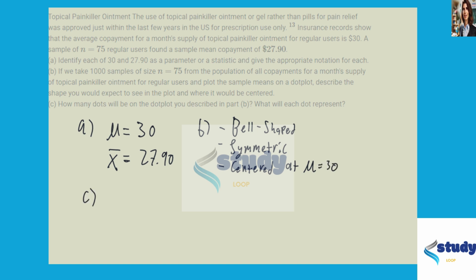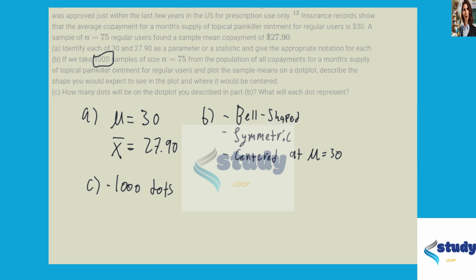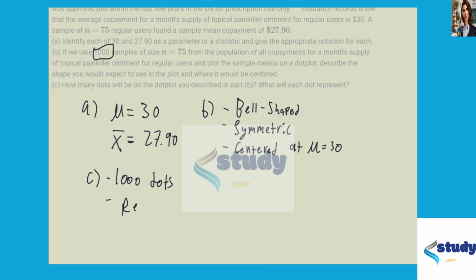In part C, we are asked how many dots will be on the dot plot described in part B, and what will each dot represent. The number of dots would be 1,000. There would be 1,000 dots because we discussed taking 1,000 samples of size n equals 75. And each dot represents the mean, or the x bar, for each of the 1,000 samples.